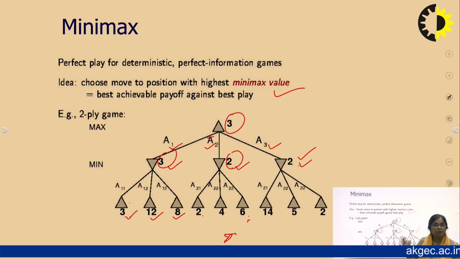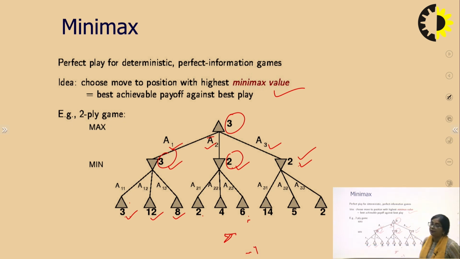Max is trying to maximize the utility and min is trying to minimize the utility. So actually our game setup is that we are giving the first turn to Max. Max is trying to maximize and the opponent is trying to negate that. So this is maximizing and this is minimizing. It will try to minimize the value. So this is our minimax algorithm. Minimax 2-ply example.